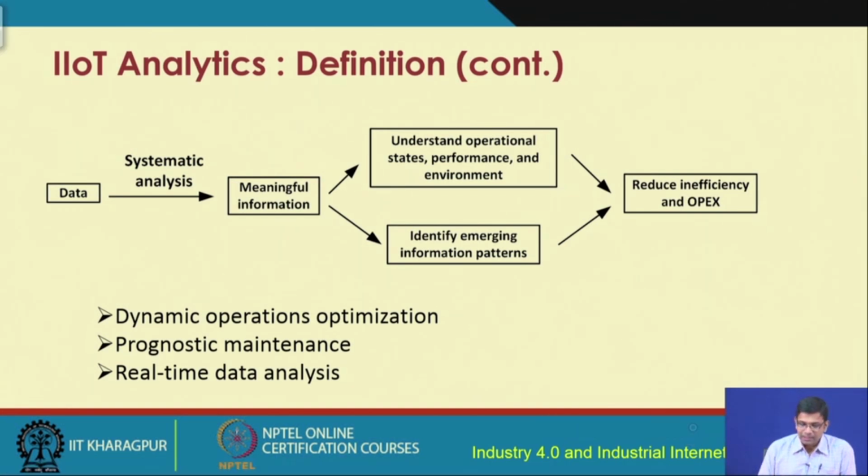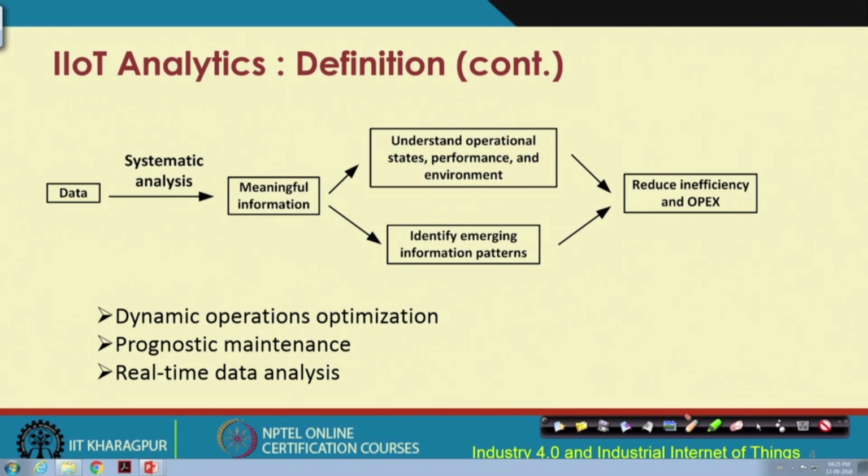As we can see here, we have the raw data that are generated by the different sensors. These raw data have to be analyzed, because these raw data are going to be all useless if meaningful information cannot be generated out of the data. So, basically this transformation of the raw data into information, through a systematic analysis, is crucial, otherwise the data becomes useless.